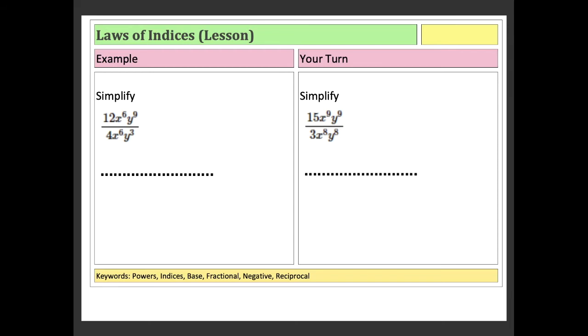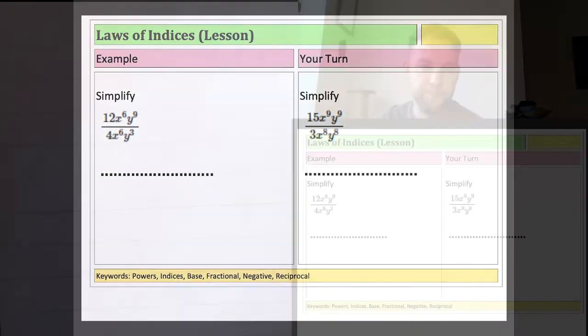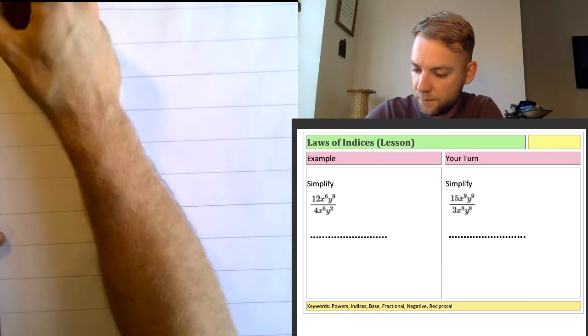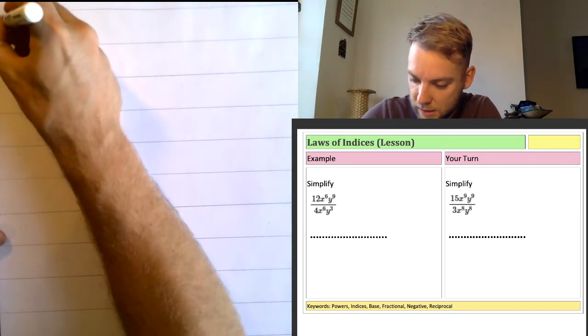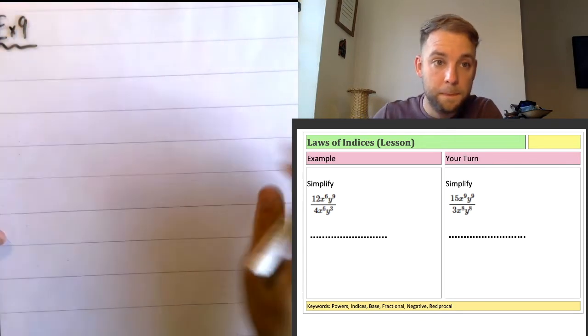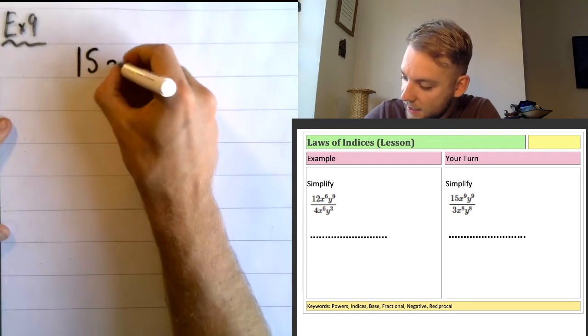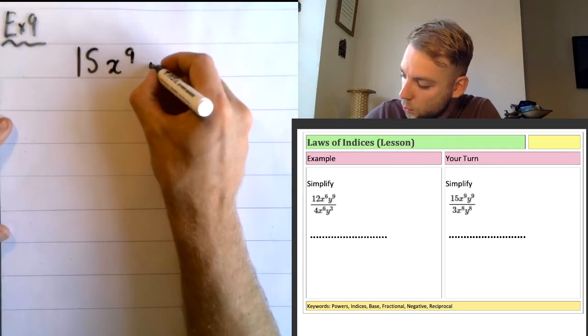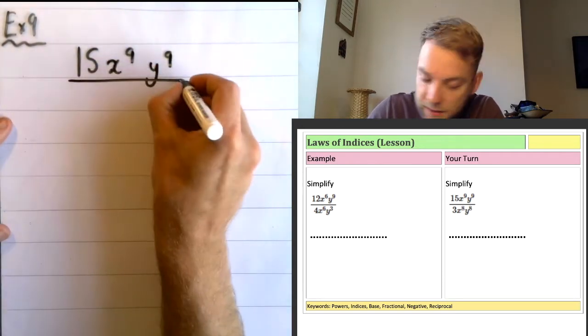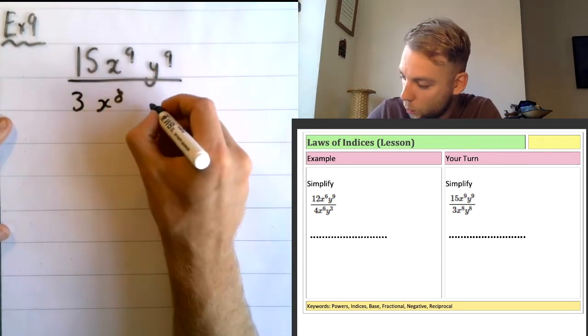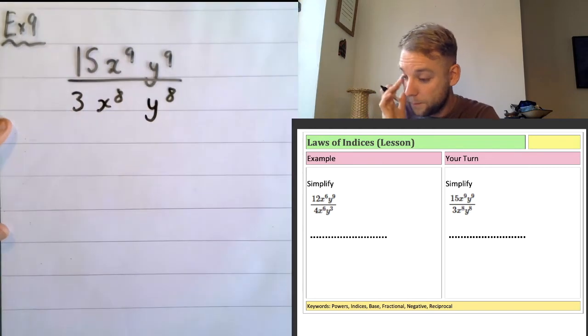Okay, so let's look at this one together then. Very similar to the last one. Is it example 9, I think? Yeah, I think it's example 9. So I've got 15 x to the power of 9, y to the power of 9, divided by 3 x to the power of 8, y to the power of 8.